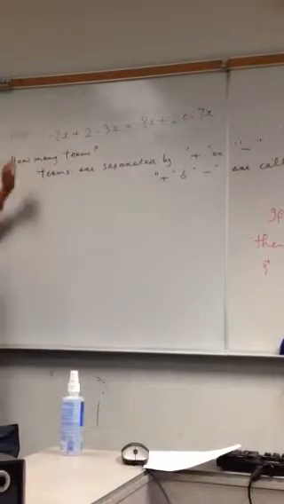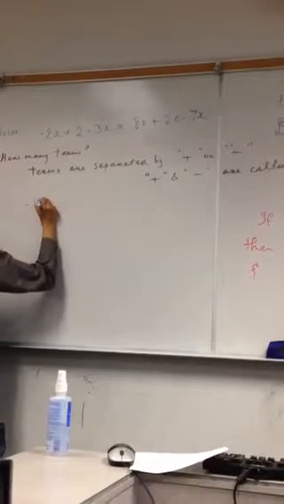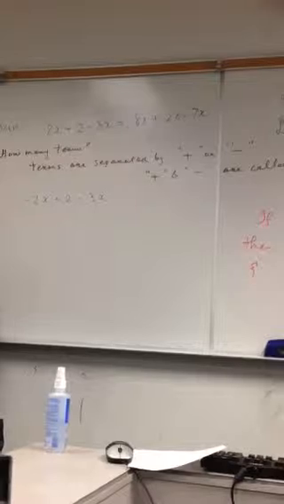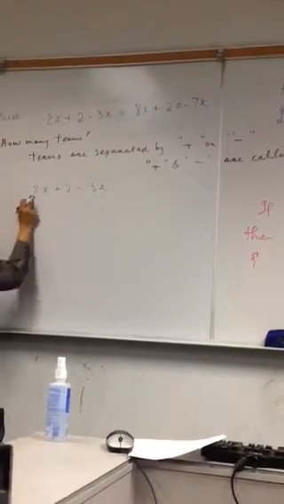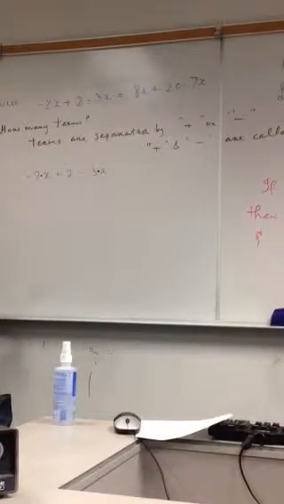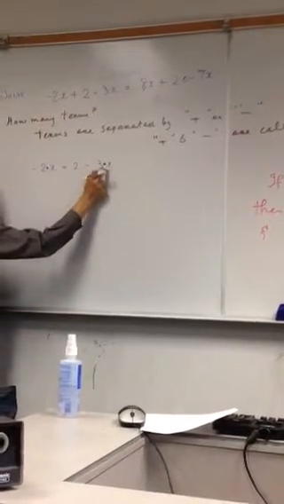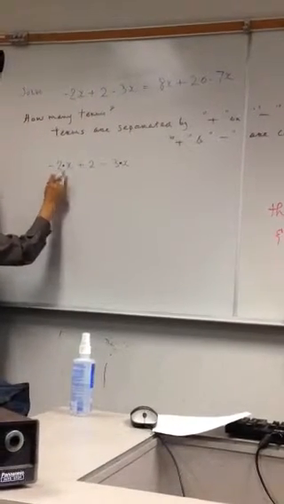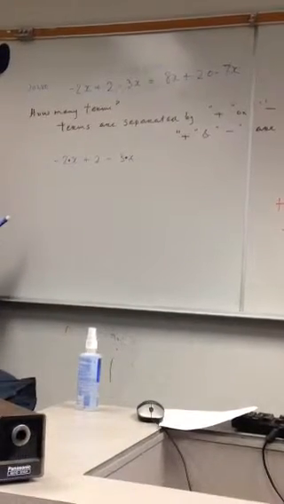When you reread this, let me rewrite the left-hand side: minus 2x plus 2 minus 3x. When you're reading it, you should see the following. This is negative 2 times x, and this is 3 times x. We have a portion of x, and 3 times that portion of x. This here is also x, and 2 times that portion of x. It's a multiplication relationship.